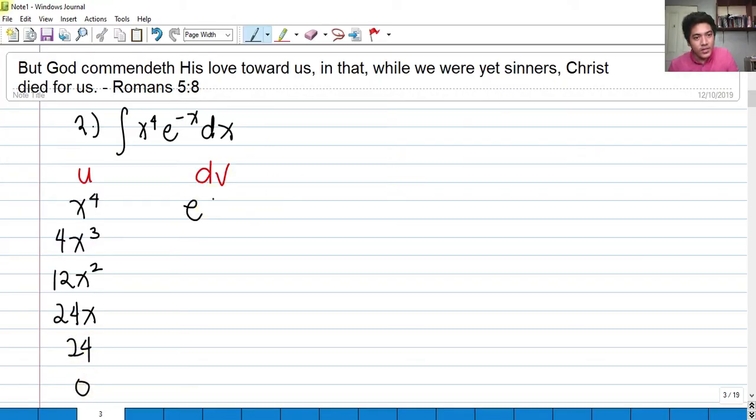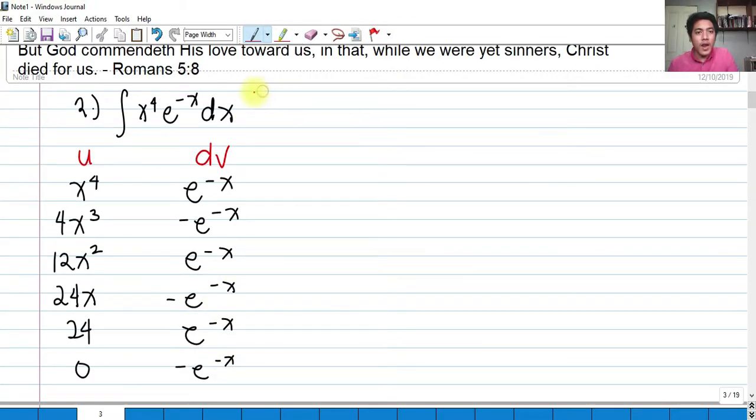And we have e raised to negative x here. Integrate, negative e raised to negative x. Integrate again, e raised to negative x. And so on and so forth. This is alternating. Okay? And again, we're going to apply the sign convention. You start here with this. That is a positive. You start again here. Alternating sign, minus. We have here plus. We have here minus. We have plus in here.